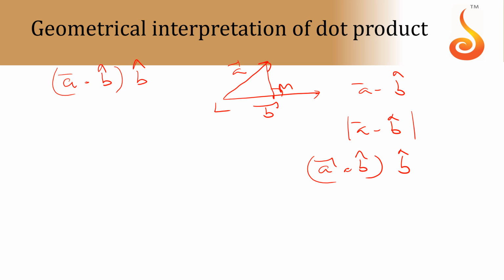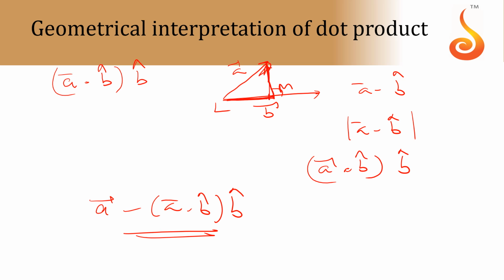Now, the projection of a bar which is perpendicular to b bar in the plane of a bar and b bar. I am repeating, the projection of a bar perpendicular to b bar in the plane of a bar and b bar is nothing but a bar minus a bar dot b cap into b cap. Please remember, this is one component and this is one component. If you shift this, it will be here. So for any vector a bar, there is a horizontal component and a vertical component. The horizontal component will be a bar dot b cap into b cap. A bar minus a bar dot b cap into b cap will be the vertical component.